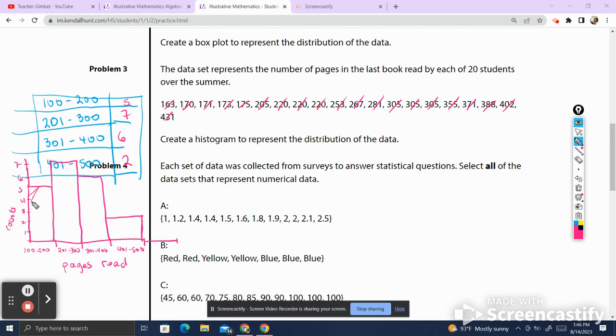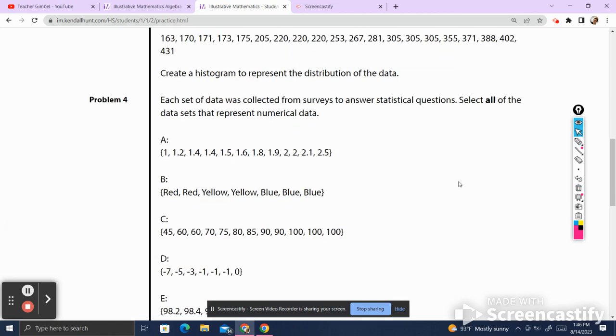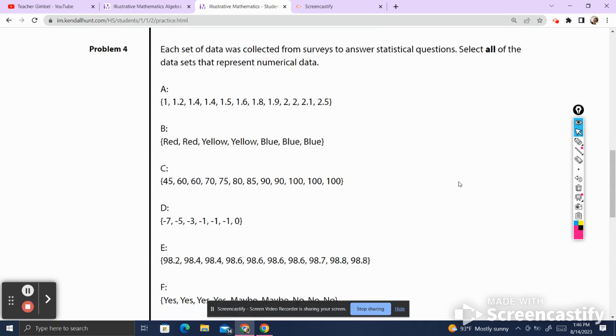If you want to color it in, you can color it in. I like doing that. I feel like it makes it look more official, but you don't have to. And this is a second way of visually representing the data. Again, pause the video if you need more time to go over this concept. We are on to problem number 4.